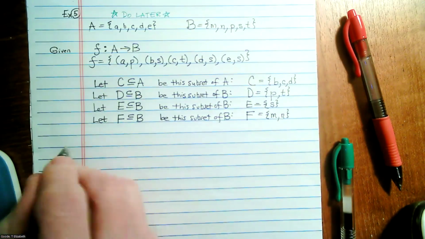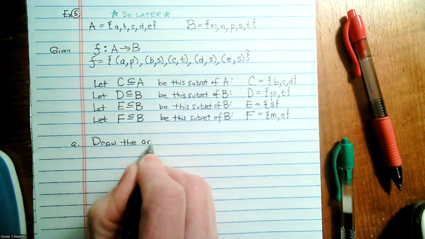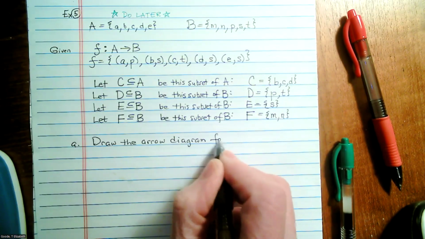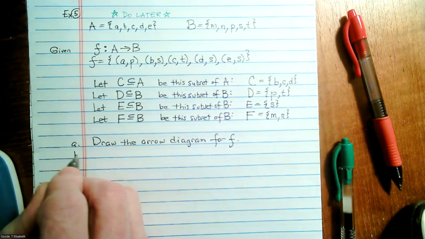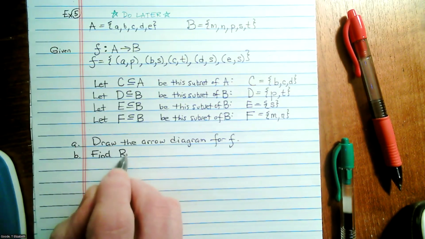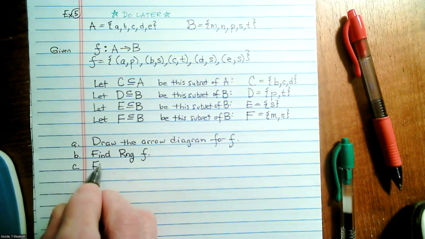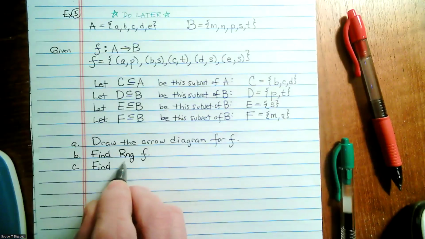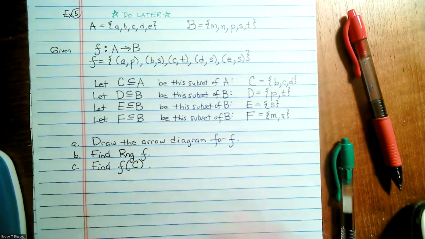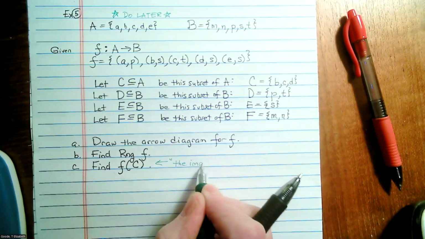All right, so A, draw the arrow diagram for F. B, find the range of F. C, find the image of the subset C. In other words, this F of C, we read that as the image of C under F.